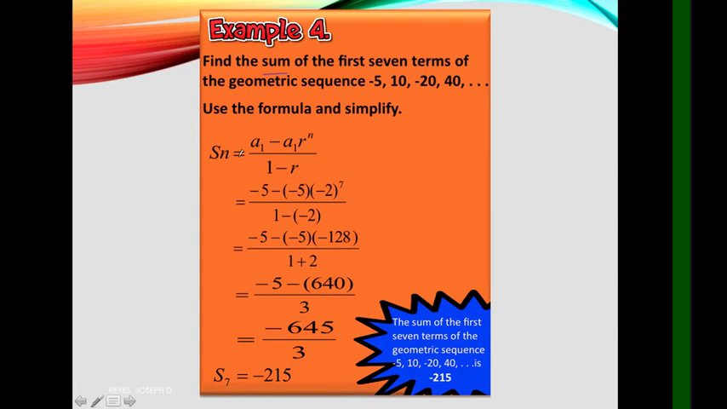So Sn equals a sub 1 minus a sub 1 r raised to n over 1 minus r. First, let's determine the a sub 1. A sub 1 is equal to negative 5. Saan ko nalaman na negative 5? Ito siya, no? Next, r. 10 divided by negative 5, so the answer is negative 2. Negative 20 divided by 10 is negative 2 pa rin. So therefore, r is negative 2.